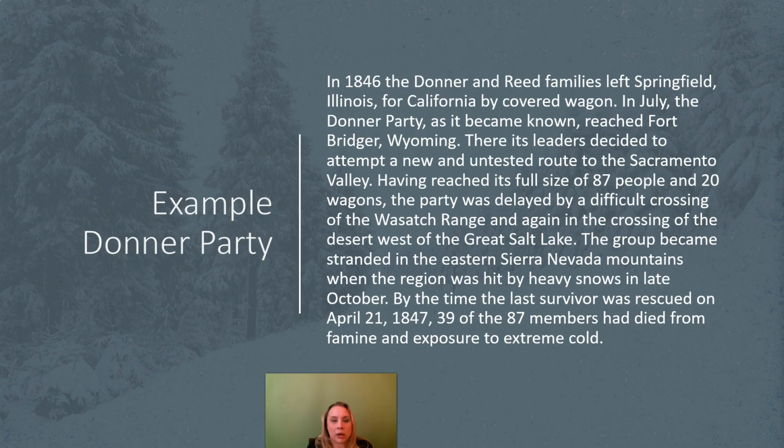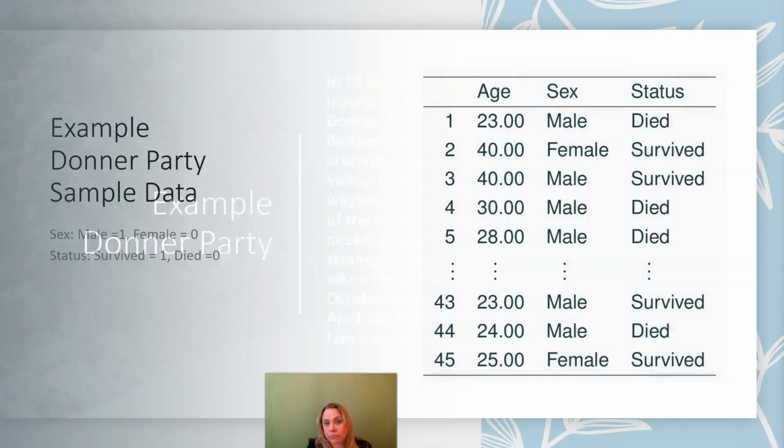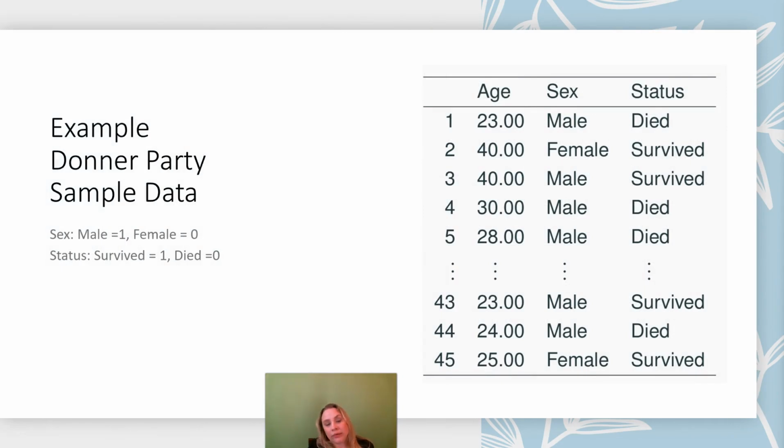And then another one ended up dying shortly around that time as well. There are conflicting sources as to whether it was 39 or 40, but a large portion of them had died from extreme famine and exposure to cold. And so here we've got a sample data set where we have 45 observations from this party. It includes the age, the gender, and the survival status for each of the members within our sample.